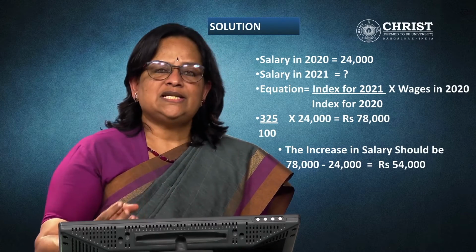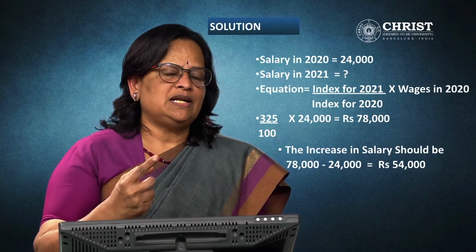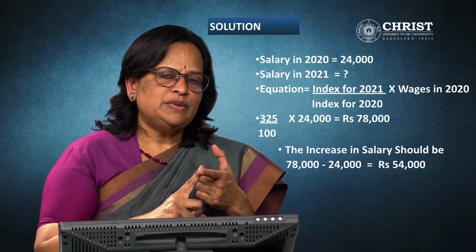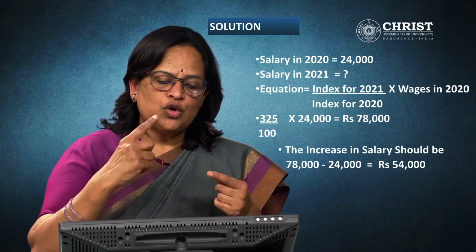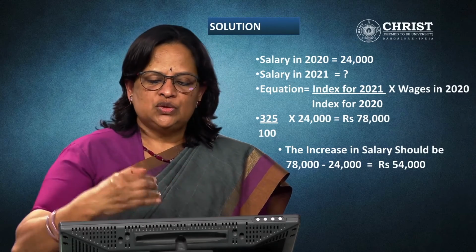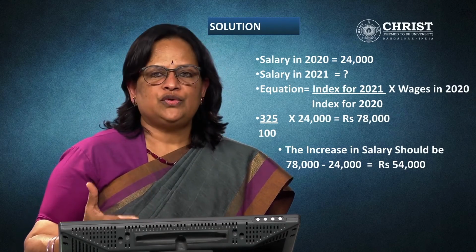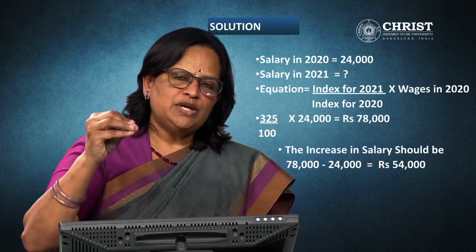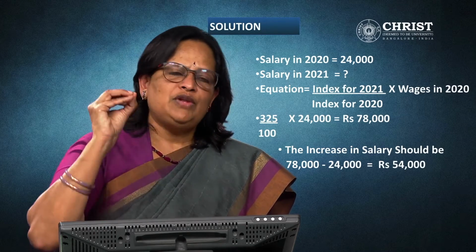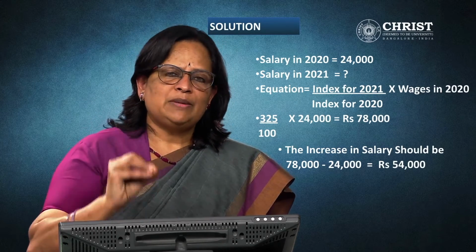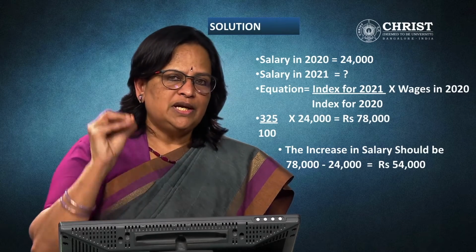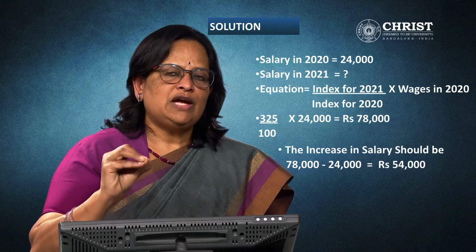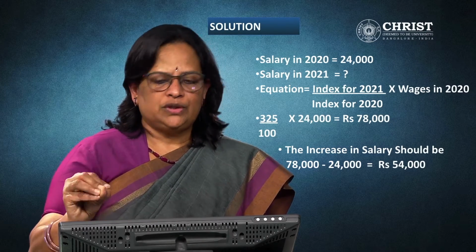There are different ways of asking how much the salary should be. If asked how much should be the salary, then the answer is 78,000. Here if the question is what should be the increase in salary, then 78,000 minus 24,000 is equal to rupees 54,000. Wherever required, when you are doing statistics problems, you have to mention the units. It's very important. Here it's salary, so the unit you have to write is rupees. So the answer is rupees 54,000.